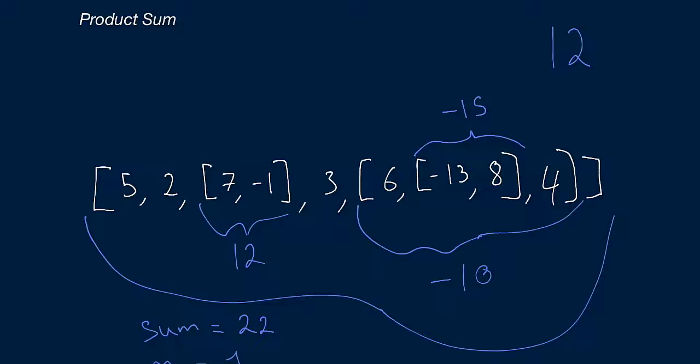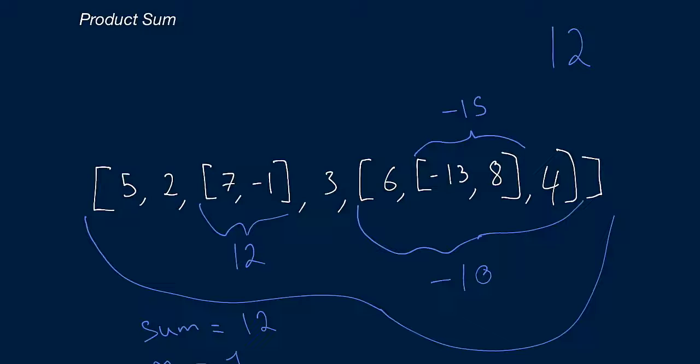Now we're back up all the way to the first recursive call. So 22 minus 10 is going to be 12. And since we're at the very end of our initial array, we can return 12 multiplied by our initial multiplier, which is 1, and that's going to be 12. And that's our answer, right? That is the answer of the product sum of this array.